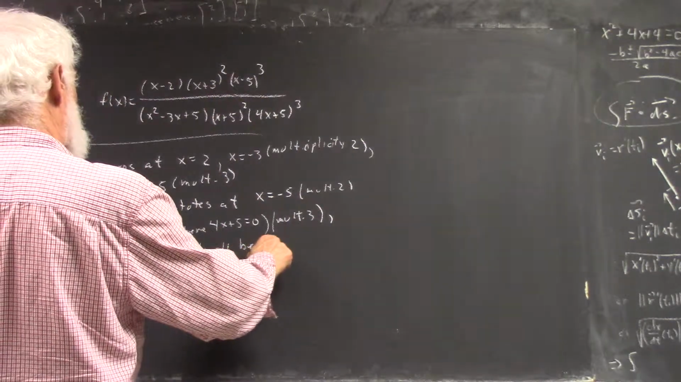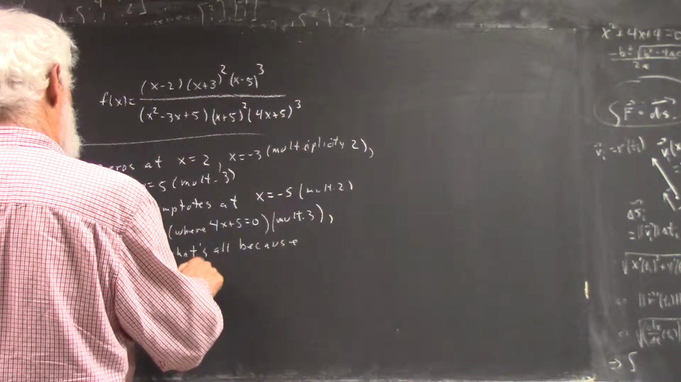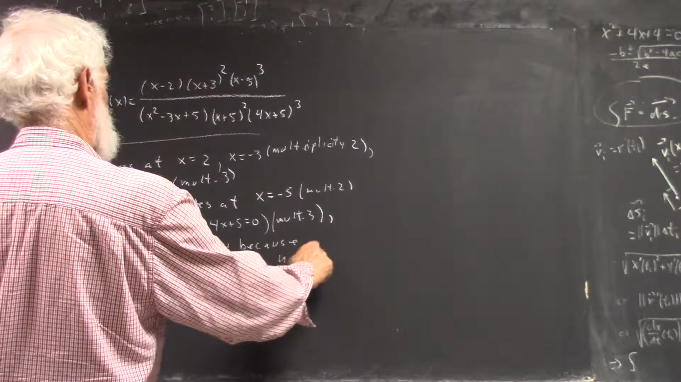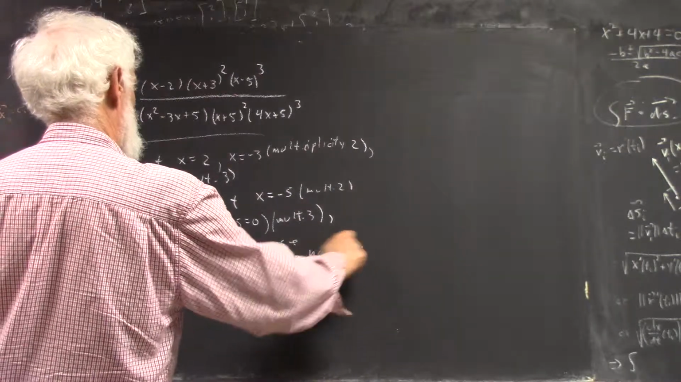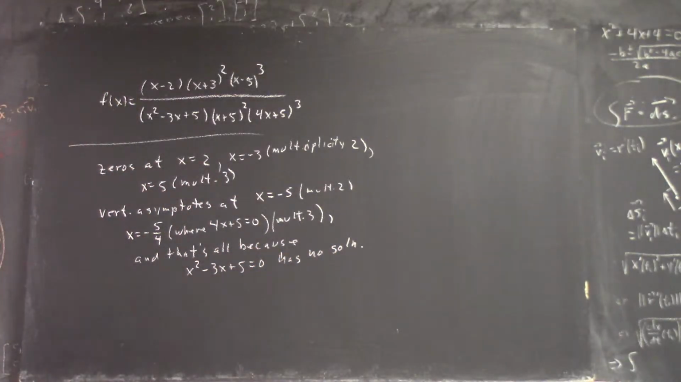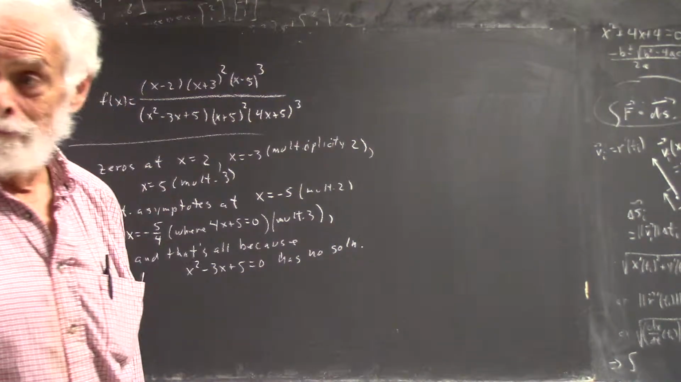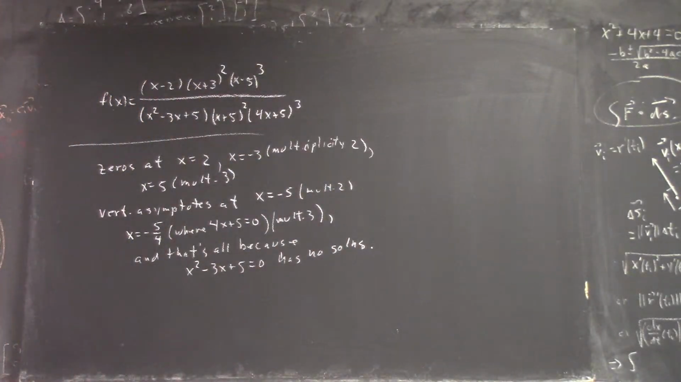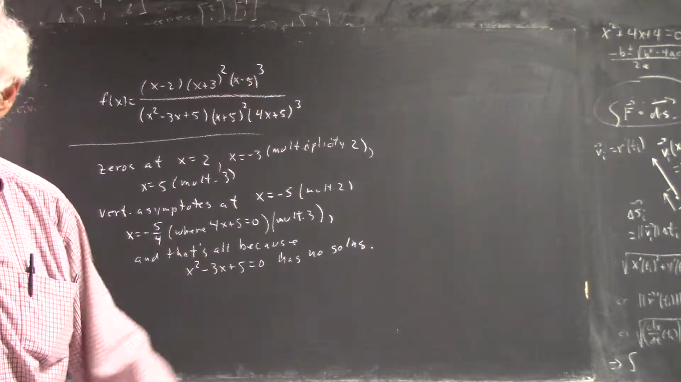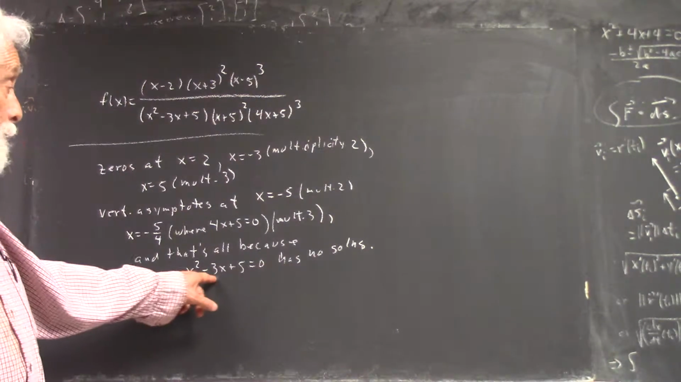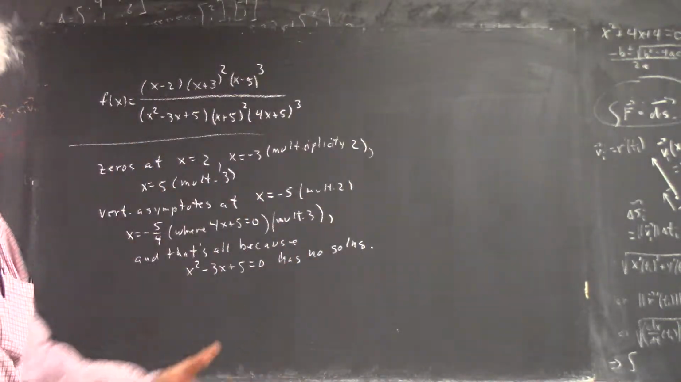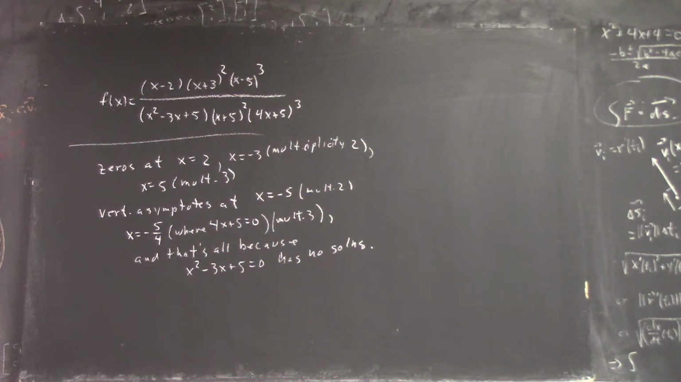Why? Because x squared minus 3x plus 5 equals 0 has no solution. How do you determine that? You look at the discriminant, b squared minus 4ac. b squared is 9, 4ac is 20. 9 minus 20 is negative. You get a negative under the radical. You don't get any real solutions. So you're not going to get an asymptote out of that.